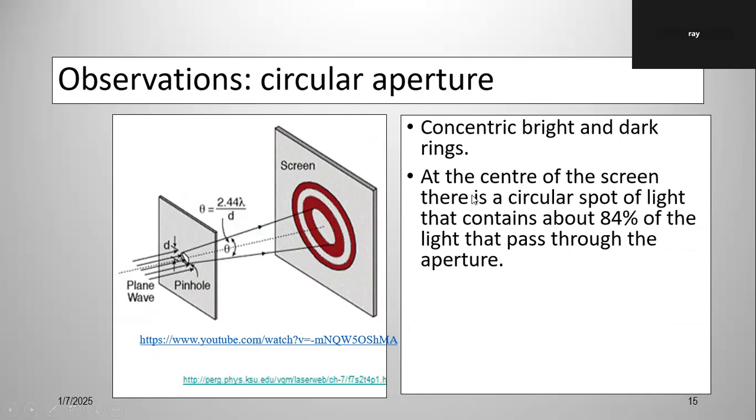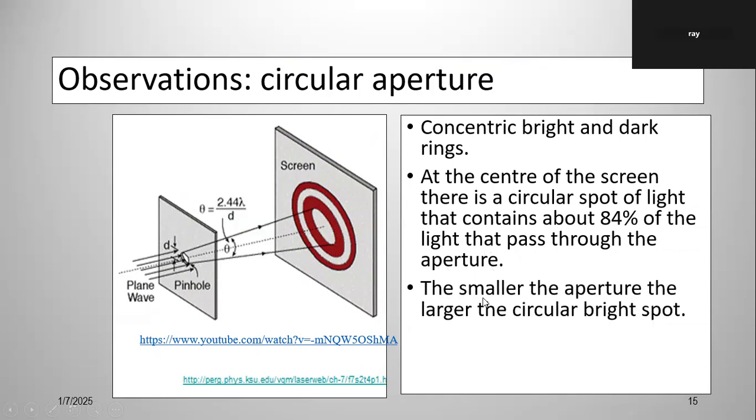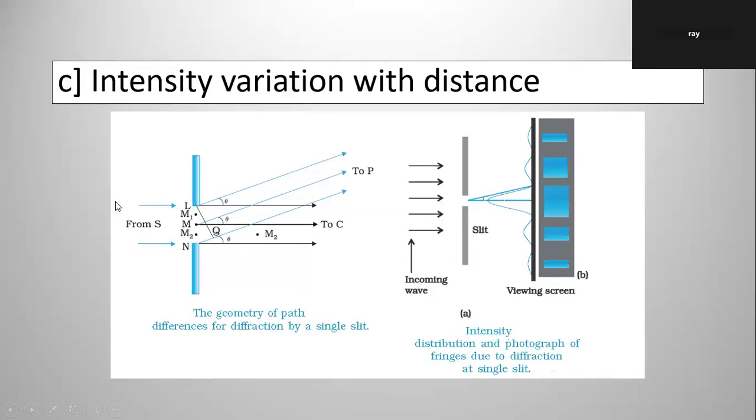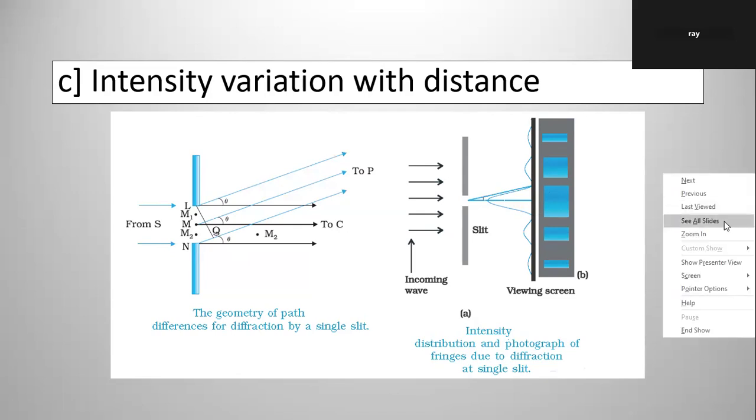At the center of the screen, there is a circular spot of light that contains 84% of the light that passes through the aperture. The smaller the aperture, the larger the spot. Circular bright spot. This is diffraction around the aperture, not one side only. For light, that's the intensity over distance curve. We won't go into detail. I think we will stop here.